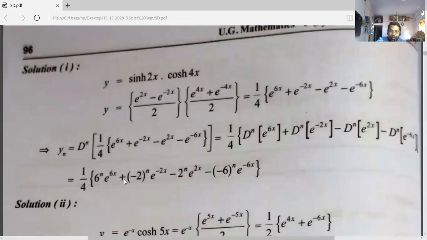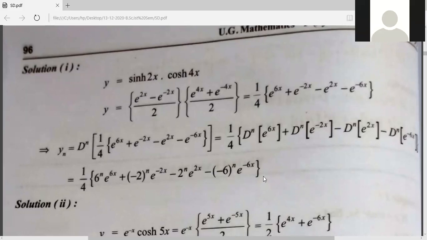If you replace m to the power n, you get 6 to the power n e to the power 6x. Similarly, you write the remaining. Here m is equal to minus 2, here m is equal to 2, here m is equal to minus 6. By applying the nth derivative of e to the power mx, which is m to the power n into e to the power mx, you write the same here. That is nothing but the required one.